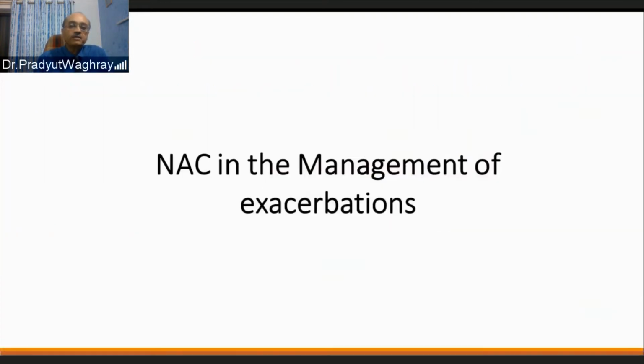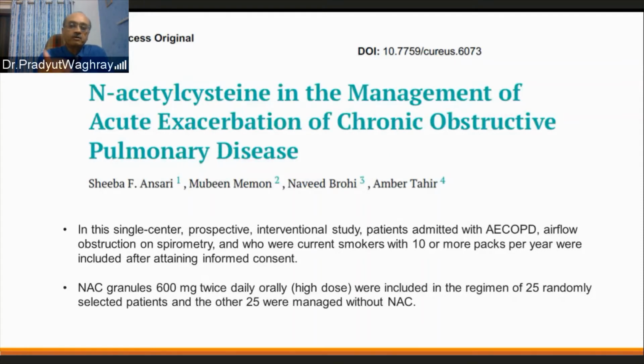So then studies were done to know the role of NAC in the management of exacerbations. Now we have talked about stable COPD. Now we are talking about the acute exacerbation of COPD and what is the role of NAC in this. In a single center study, it was a prospective interventional study where patients with ACOPD were admitted, and they were current smokers with 10 or more pack years. The NAC was given in 600 milligrams twice daily in one group, another group was without NAC. So 25 were with NAC, 25 were without NAC.